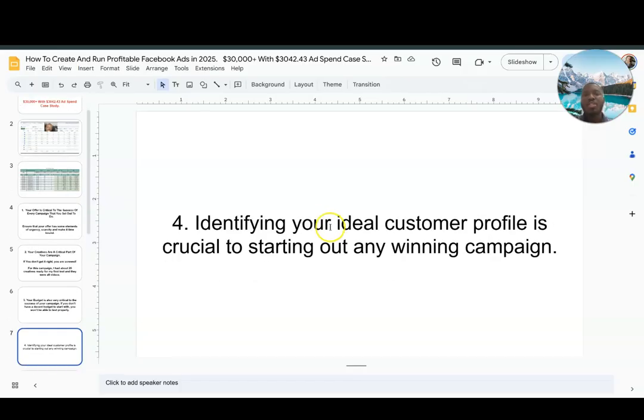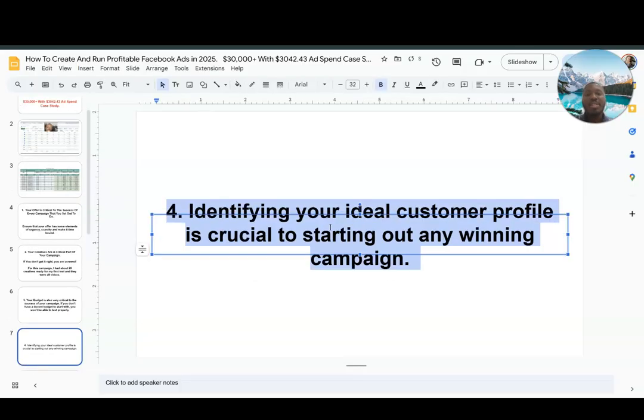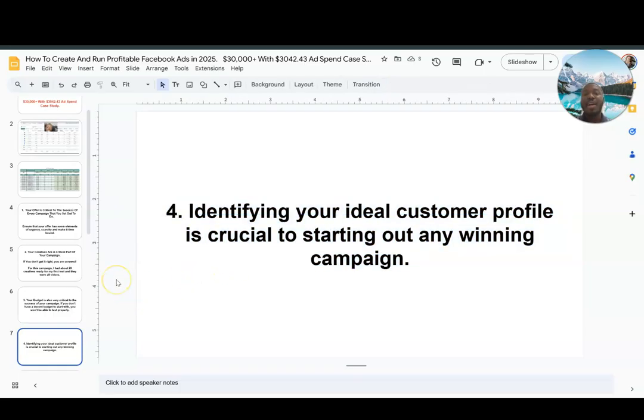And then once you have your budget all set up, the next important thing is you want to identify who your ideal customer is. Actually, this should have come earlier, but I'm just saying this in the context of setting up your ad, right?